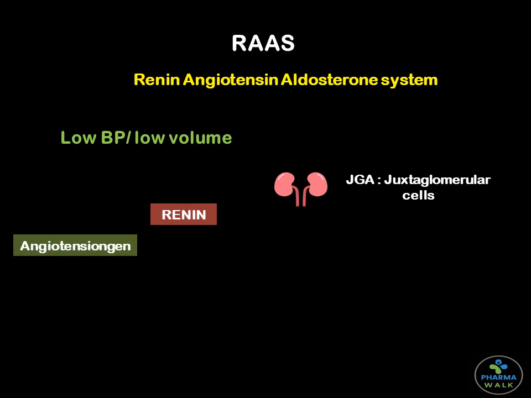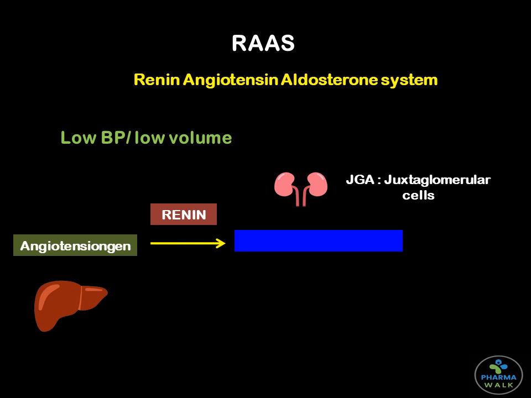It converts angiotensinogen. Now what is angiotensinogen? It is a substance produced by the liver which is available in the blood. But when renin is released by the kidney, renin converts angiotensinogen into angiotensin 1. So renin is the first character of the movie, which is responsible for conversion of angiotensinogen into angiotensin 1.